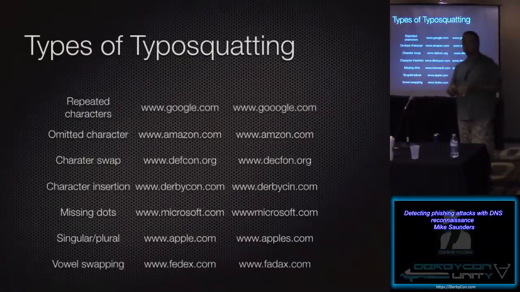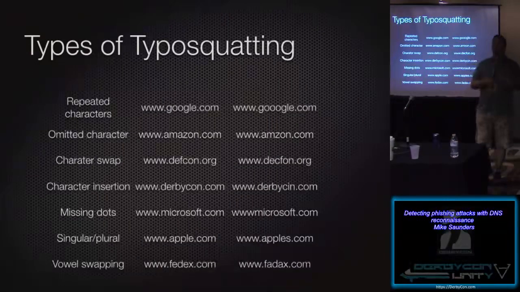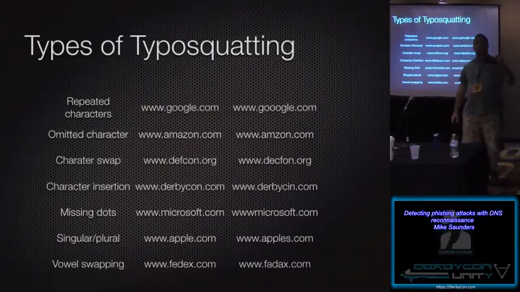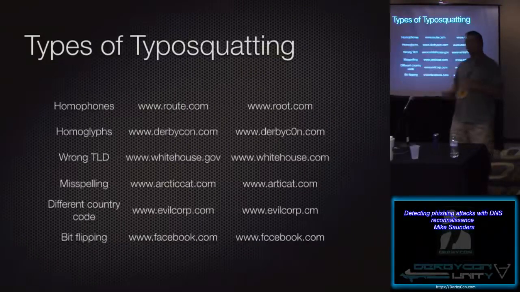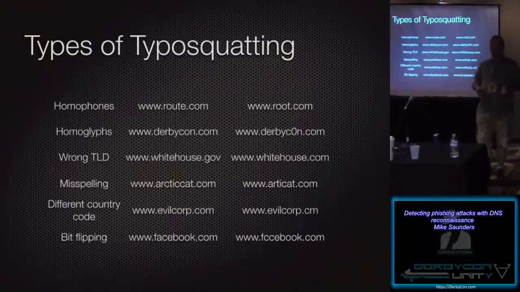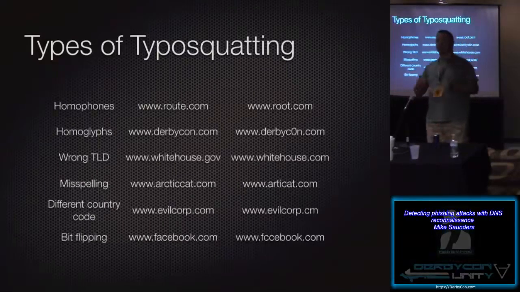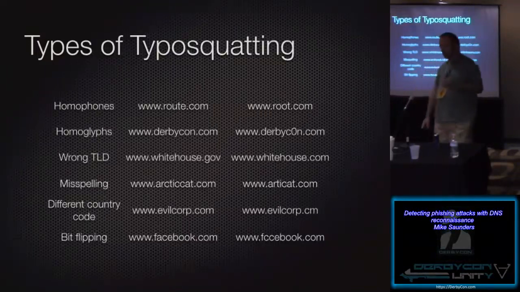So, www.microsoft.com versus www.microsoft.com. Decfon.org versus defcon.org, character swap. They also use things like making something singular or plural, or changing vowels around. There's one called homophones, which are words that sound alike, not really useful in phishing attacks. One that is very useful is homoglyphs. Again, characters that look like other characters, using an I in place of an L, or using a 1 or L in place of an I, things like that.